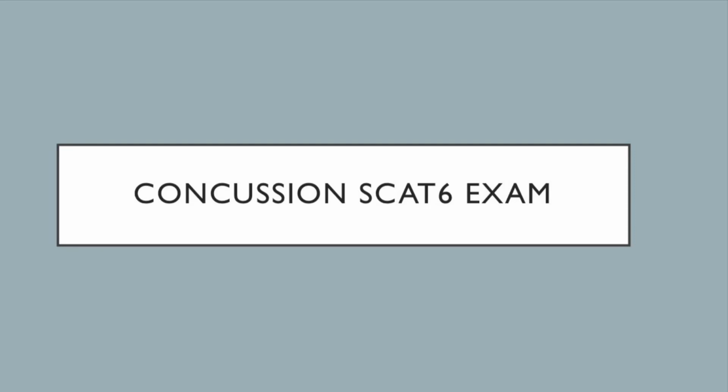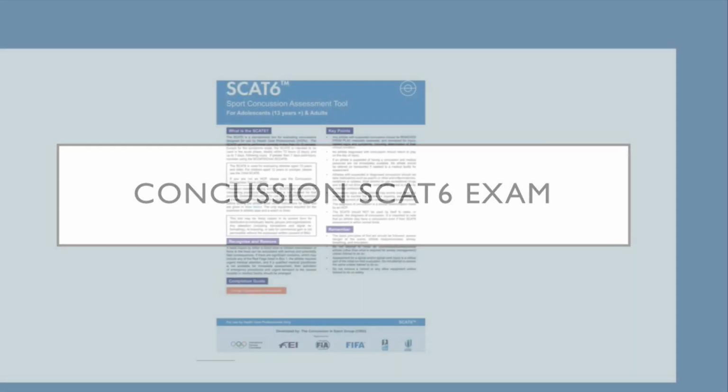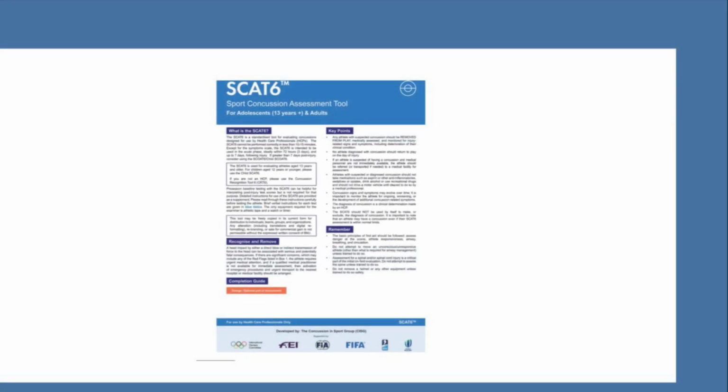The SCAT6 is a tool used by healthcare professionals to evaluate concussions. The SCAT6 is ideally used within the first 72 hours following injury. There are two versions of the SCAT6, one designed to be used on adults or children above the age of 12, and a child SCAT6 for children 12 and under.